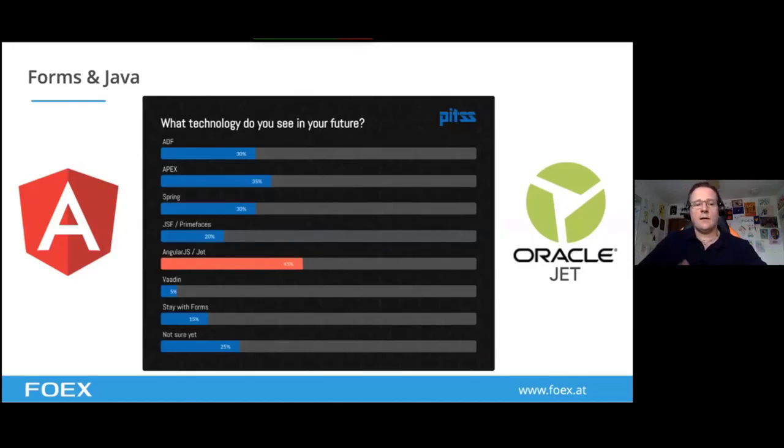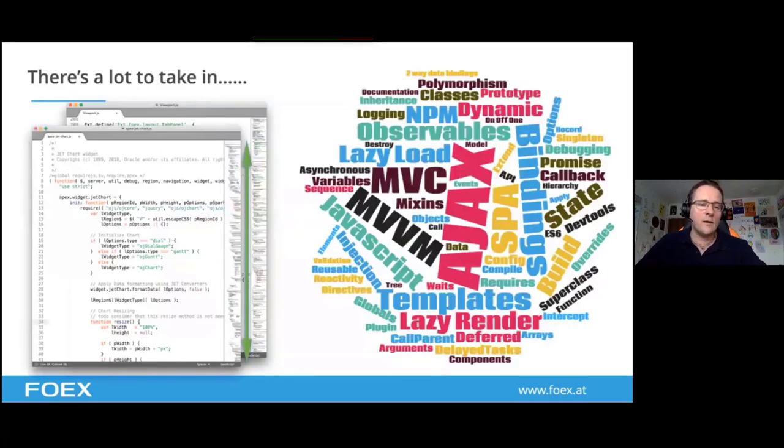And it's funny because I'm bringing up a survey that was done by Pitts when they talked to their own customers about what sort of technology they see in their future for forms developers, for their customer base of forms. And Apex is lower down than AngularJS and Jet. So a lot of people are attracted to this single page design style, and they go down the path of writing a lot of code. And when they write a lot of code, I mean, they write a lot of code. Like if you see on the screen there, that is a hell of a lot of code.